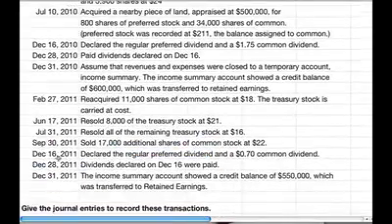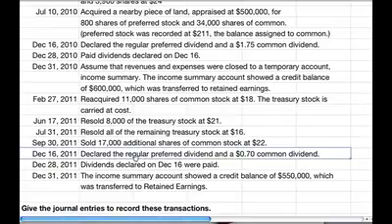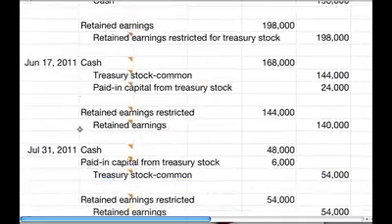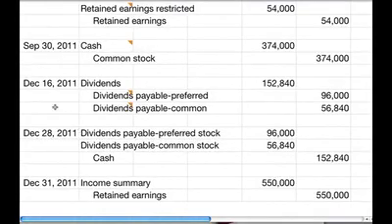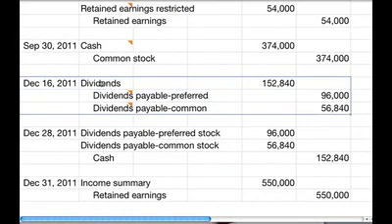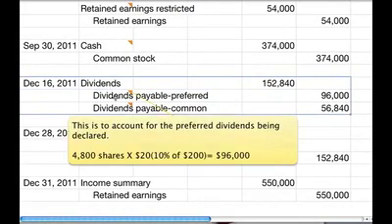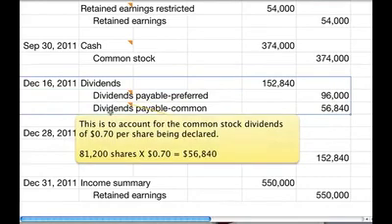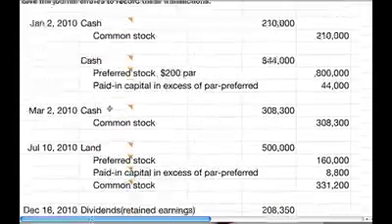On December 16th, we declared the regular preferred dividend again and a 70-cent common dividend. So let's look at this one. You debit dividends for the amount 96,000, which is 4,800 shares times $20 again, and then 81,200 shares times 70 cents is 56,840.